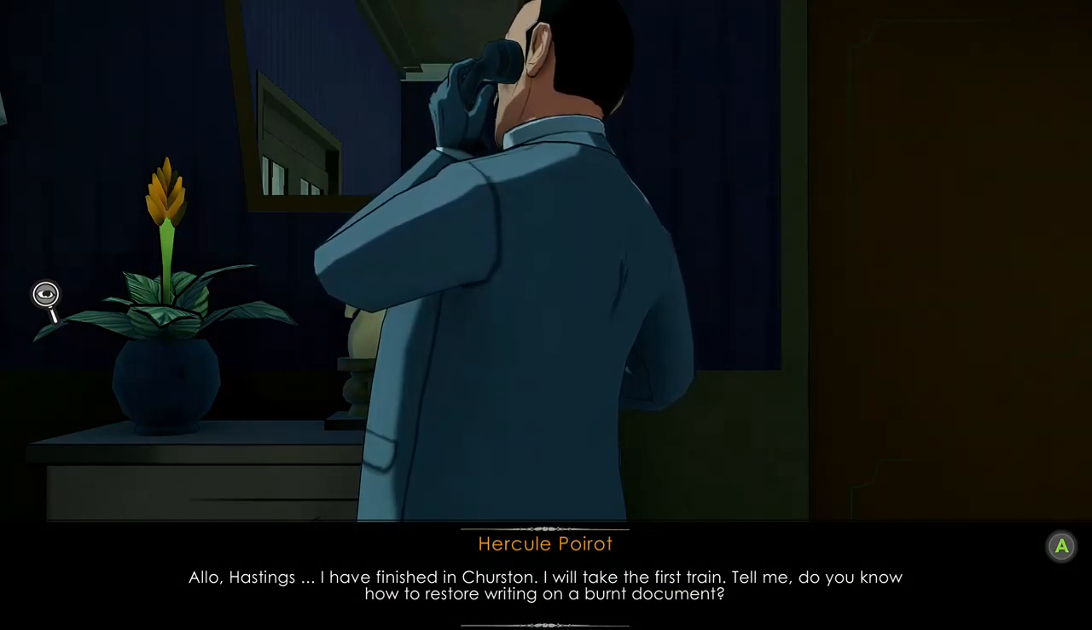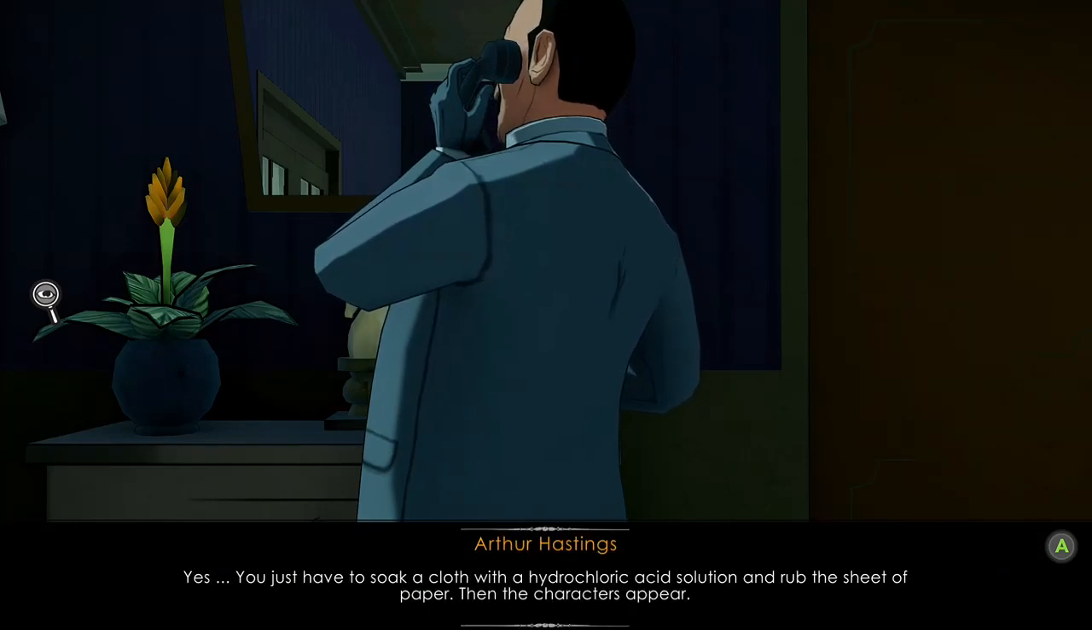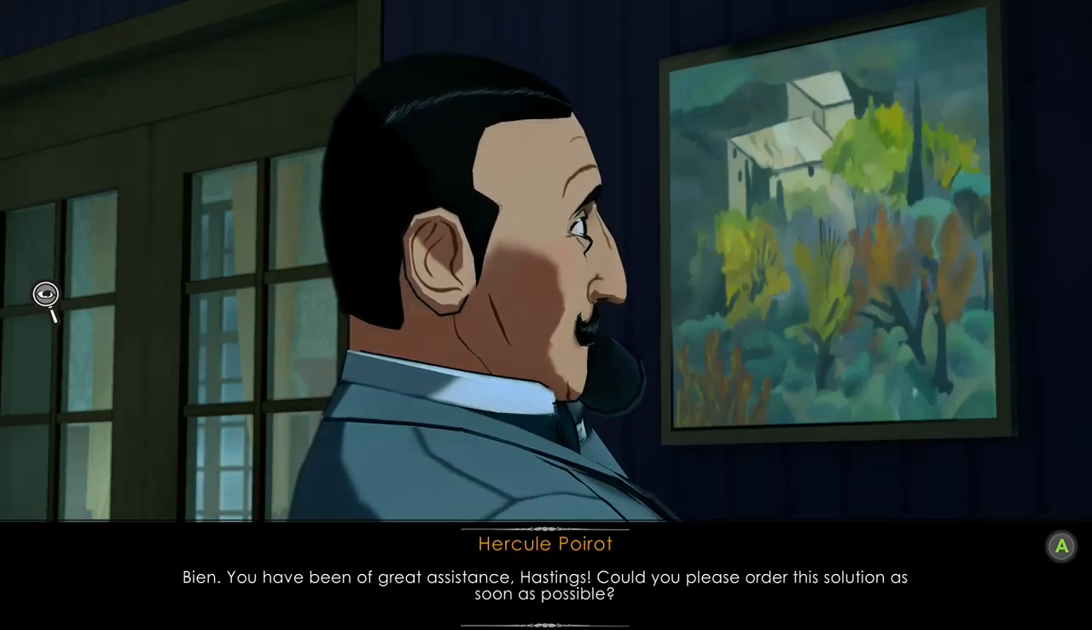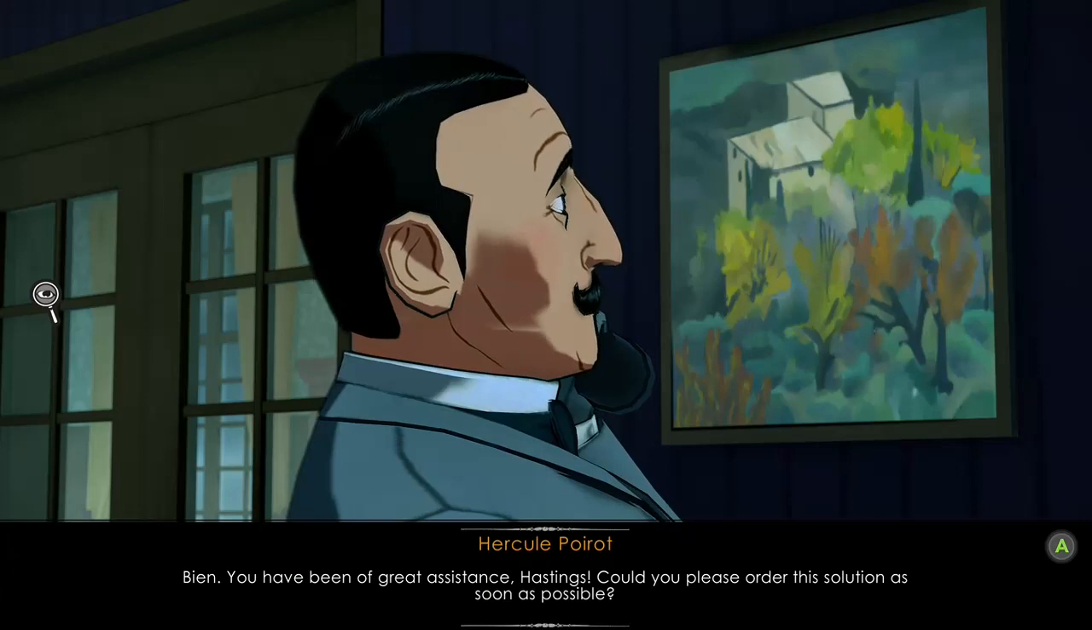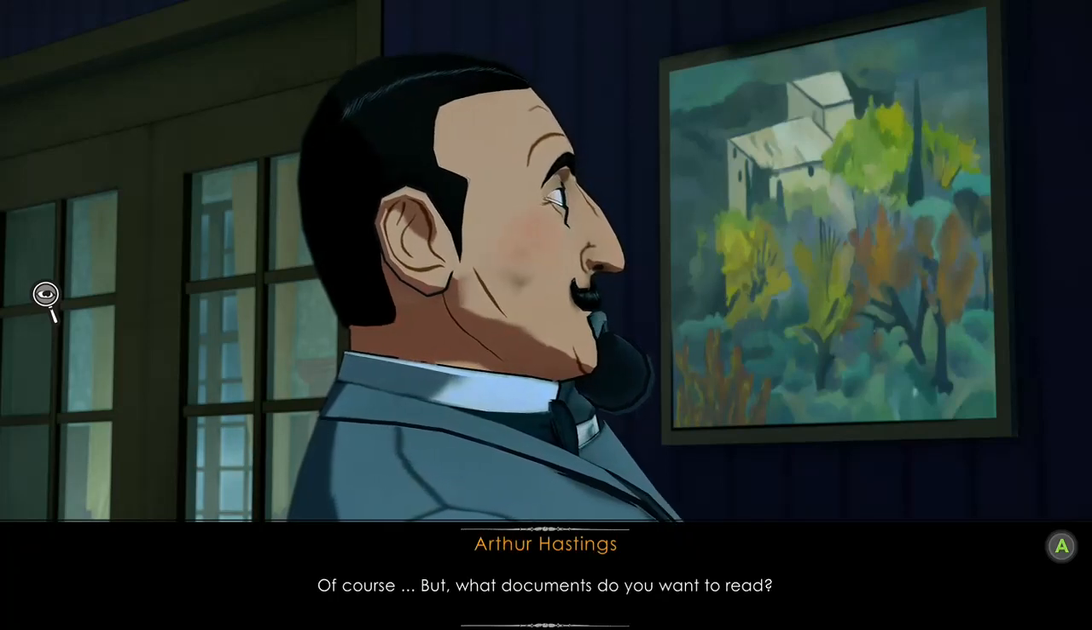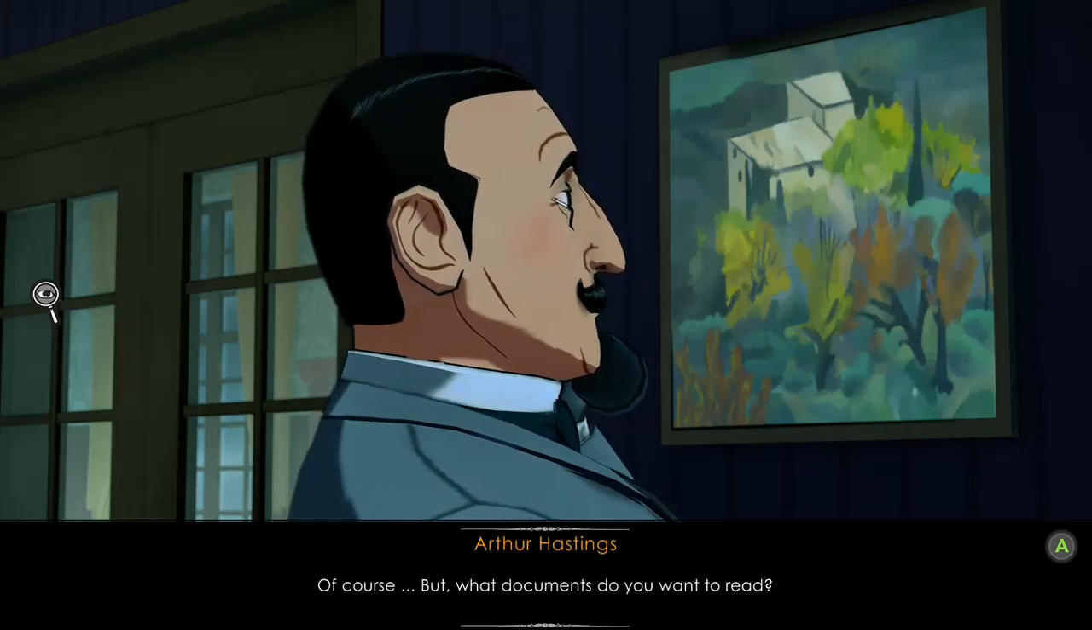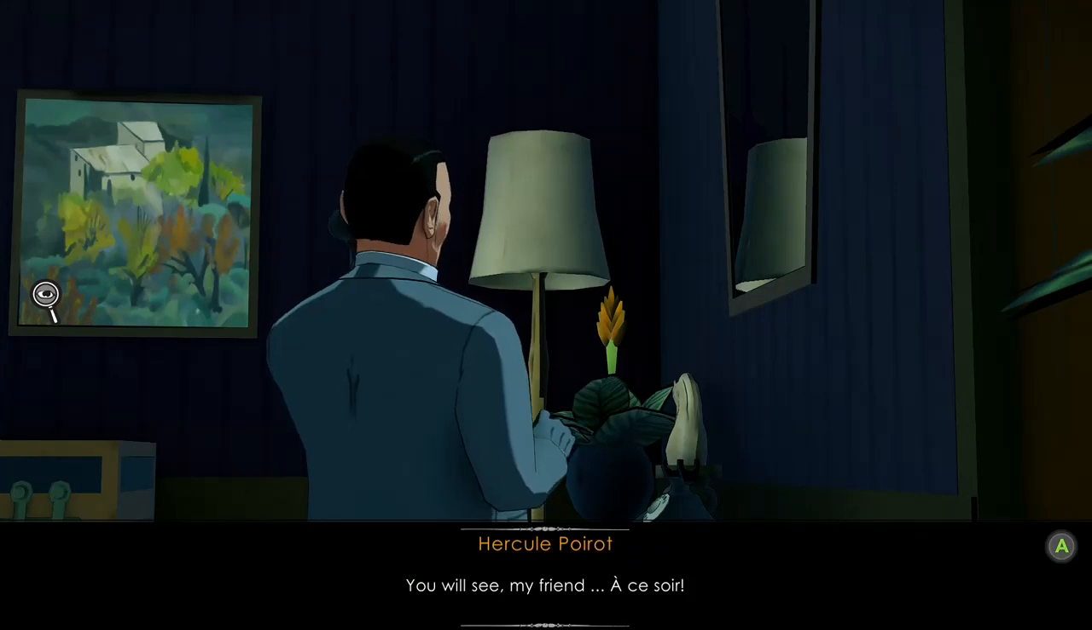Tell me, do you know how to restore writing on a burnt document? Yes, you just have to soak a cloth with a hydrochloric acid solution and rub the sheet of paper. Then the characters appear. Bien. You have been of great assistance, Hastings. Could you please order the solution as soon as possible? Of course, but what documents do you want to read? You will see, my friend. À ce soir.